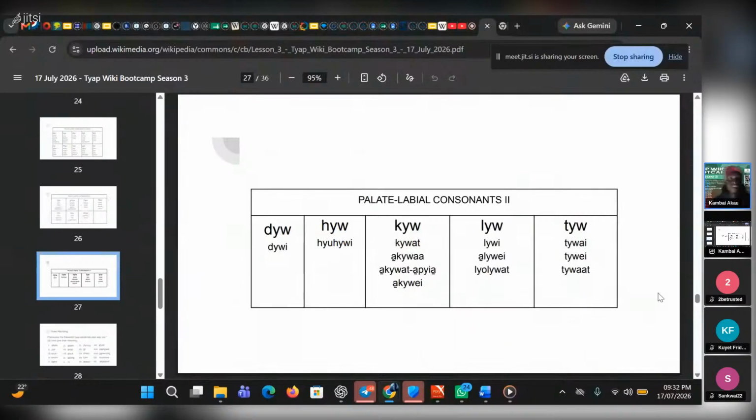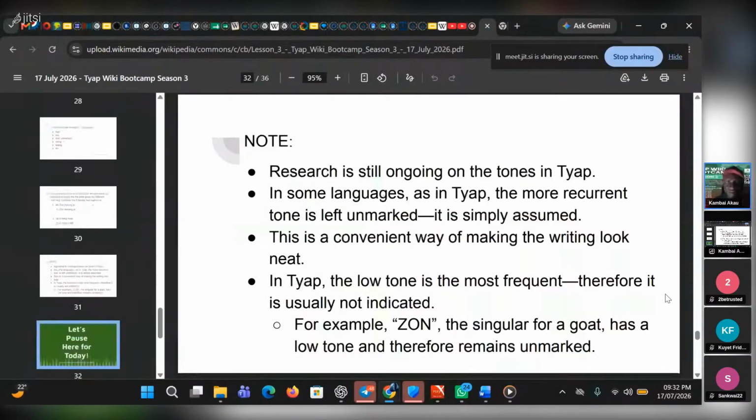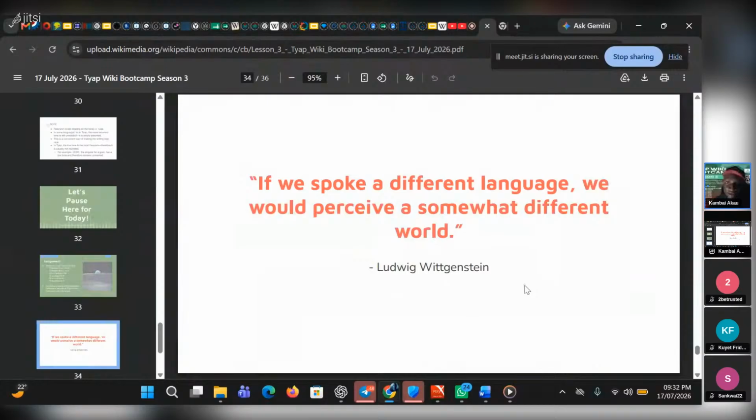So before then, there's a statement by a man called Ludwig Wittgenstein. He said that if we spoke in a different language, we would perceive a somewhat different world. In other words, if you think like an Englishman, you look at the word in the Englishman's sense. But if you speak the Tyap language, you are going to perceive the word in the Tyap speaking man's sense. And if you speak the Hausa language, you are going to always consider the word in the way the Hausa man considers. So be mindful of which language you speak.